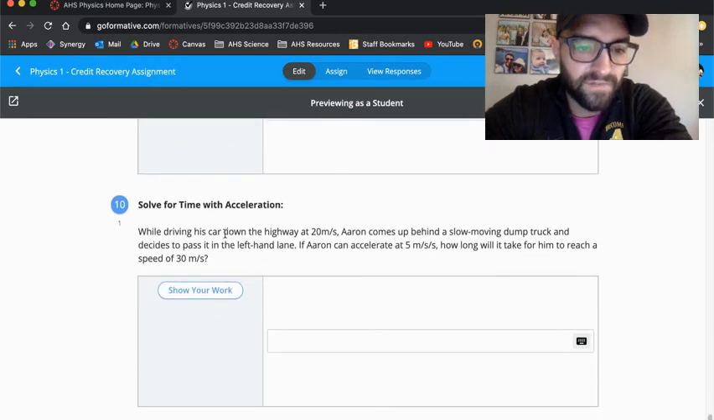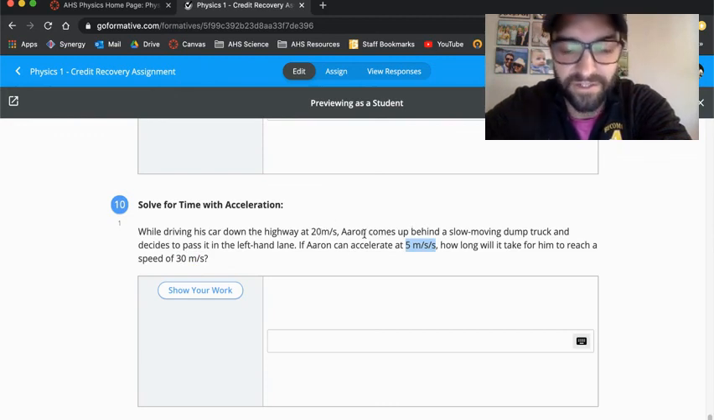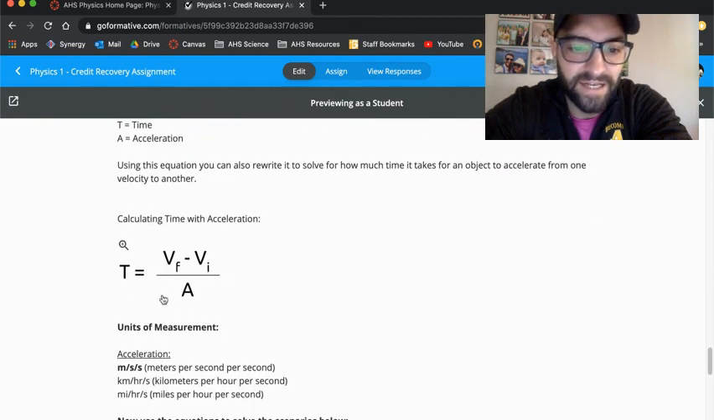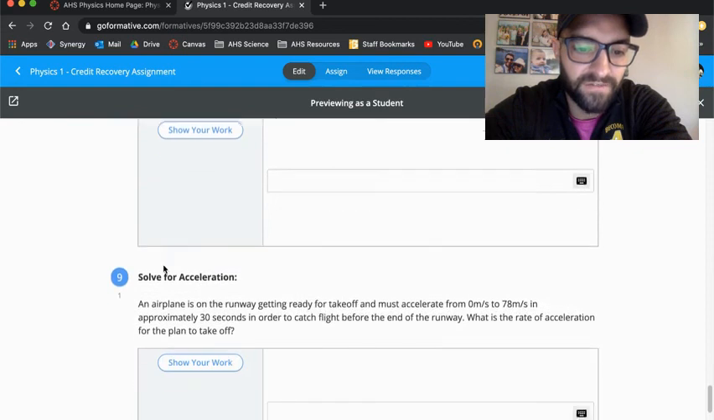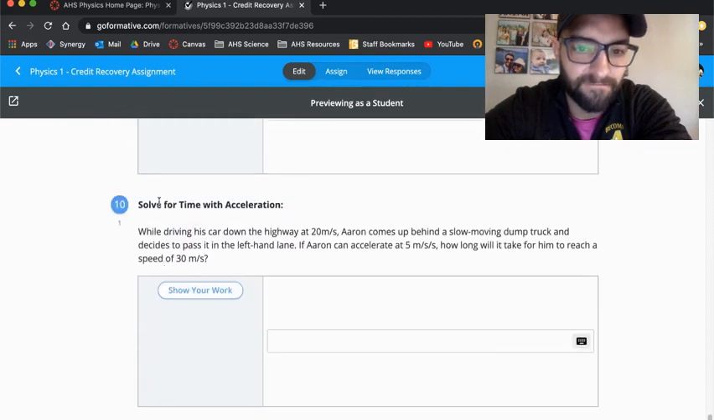And then solve for time with acceleration. So we have two different velocities. Okay, we have an initial velocity, and then we have a final velocity. And then you have the rate of acceleration, and how long will it take to accelerate from 20 to 30 meters per second in this scenario? So you can again enter that into this equation and type it in your calculator. And if you show your work, again, I can really try and help figure out where the mistakes are.